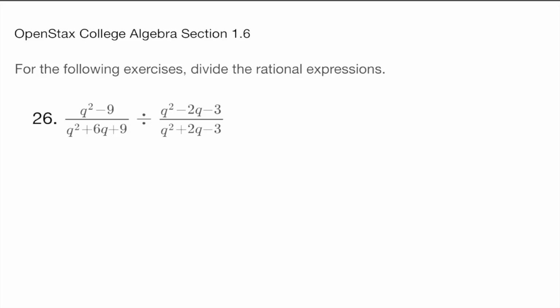The first thing we're going to do is multiply by the reciprocal. So let's rewrite this as q squared minus 9 divided by q squared plus 6q plus 9. And now we will multiply by the reciprocal. So we will have q squared plus 2q minus 3 over q squared minus 2q minus 3. All right, our next step is to factor both numerators and factor both denominators.